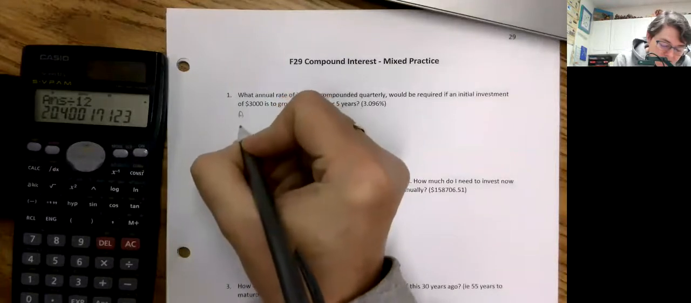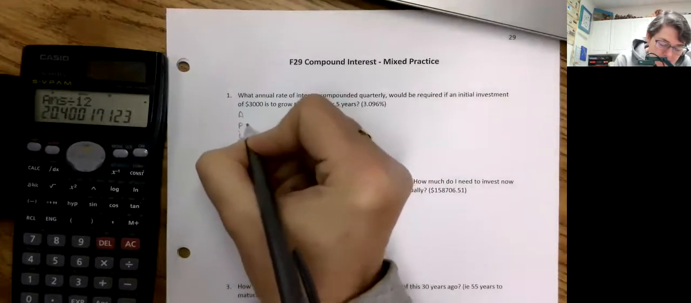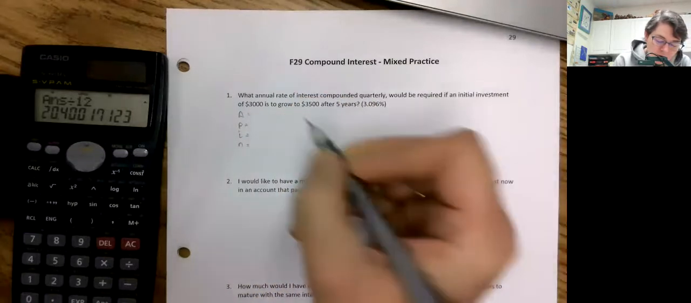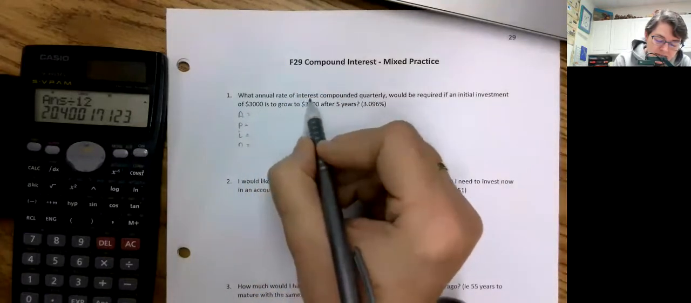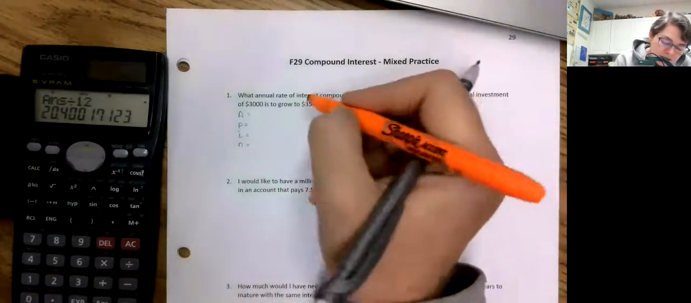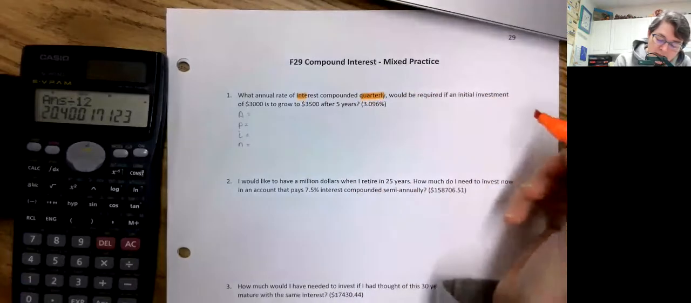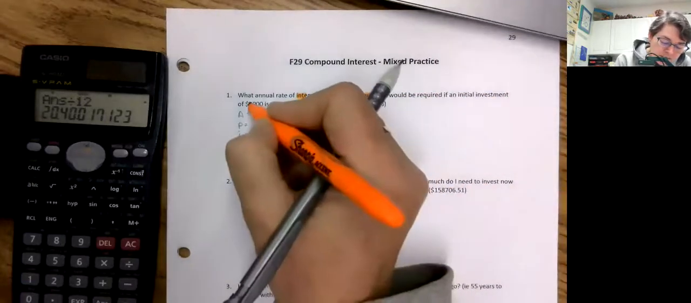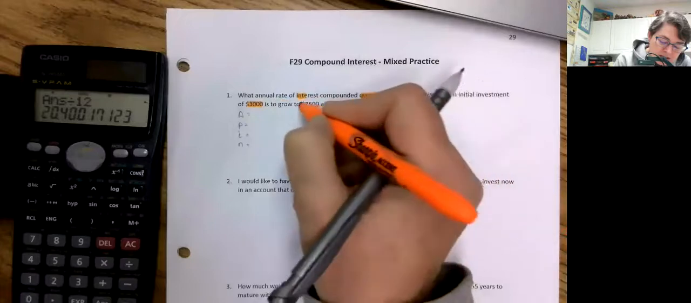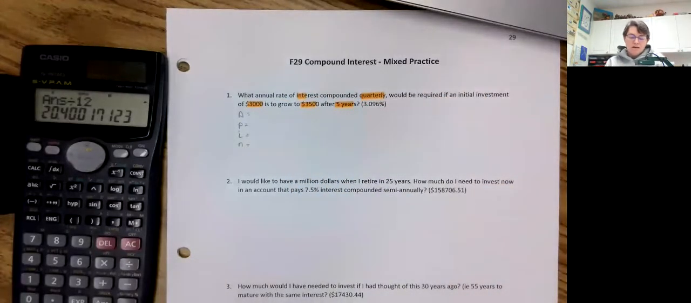So A, P, I, N. What annual rate of interest? We're looking for interest, compounded quarterly, if the initial investment is $3,035 after 5 years.